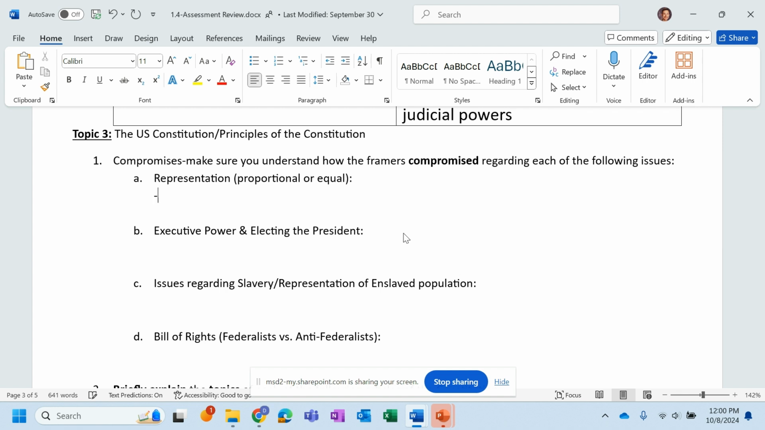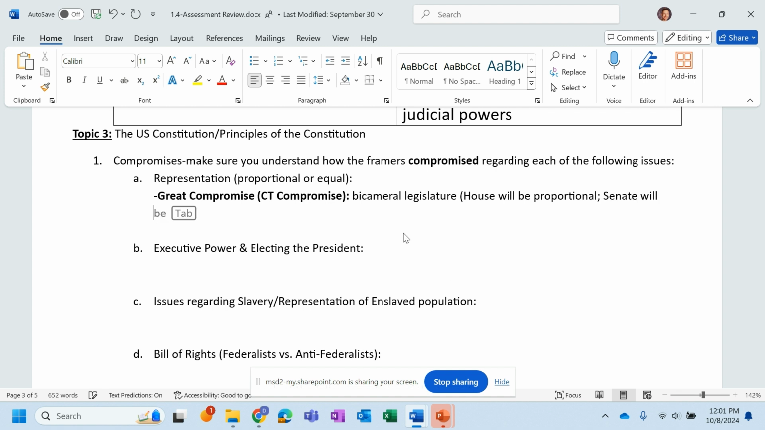So representation. For representation compromises, we had the Great Compromise, also known as the Connecticut Compromise. It was from Connecticut, which said we're going to have, again, you got to use the language, bicameral legislature, two houses. The House will be proportional or based on population. The Senate will be equal, two per state. Okay, there we go. Executive power.